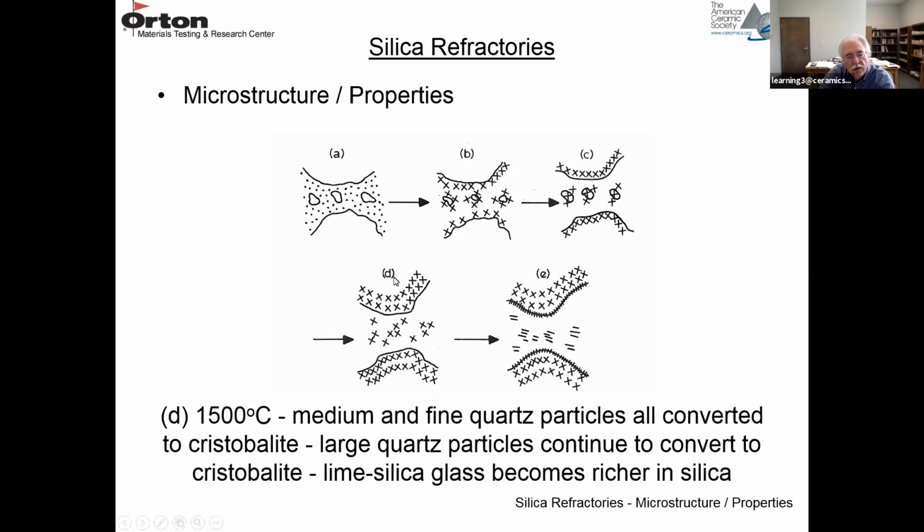And at D, you're at 1500 degrees C. So now the medium and fine quartz particles have converted to cristobalite. You just have cristobalite in the matrix. Quartz particles are still converting to cristobalite, so this conversion layer is deeper on the quartz particles. And the lime silicate glass grows as you dissolve more of the quartz.